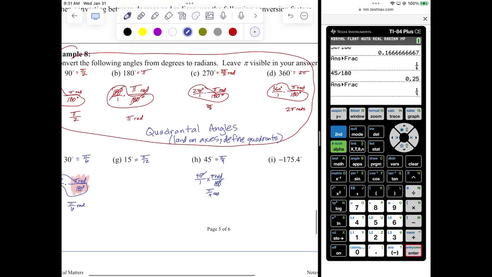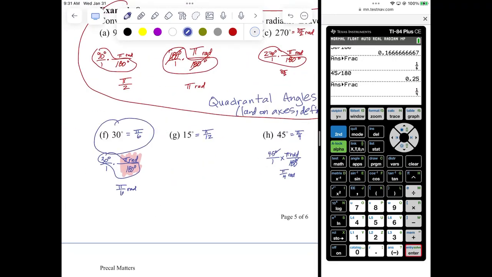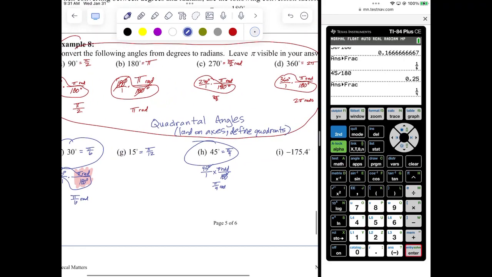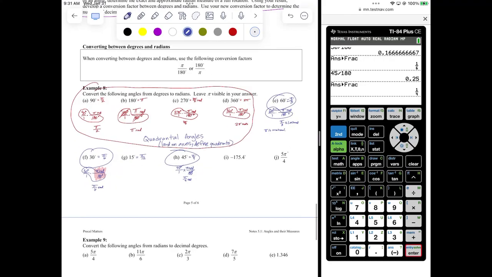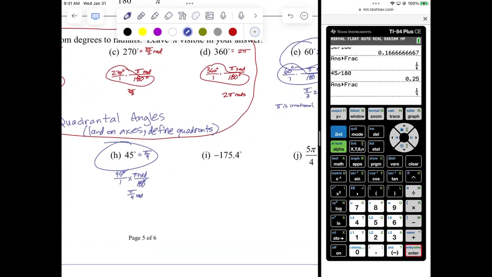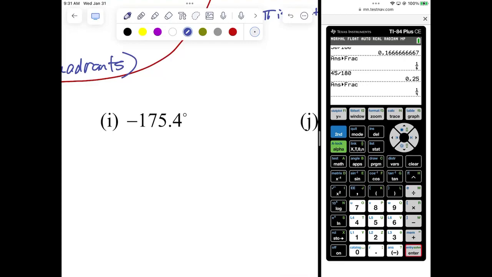45 degrees. Okay. The ones that you have to memorize are the 30, the 45, and the 60. Okay? Along with all the quadrantal angles. 60 is pi thirds. We'll write it right there. Okay? You should memorize those. Now, the ones that you don't have to memorize are the 15, which you can easily get, and this one. You don't have to memorize this one.